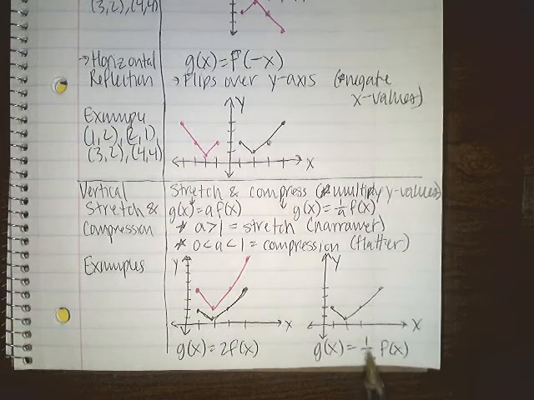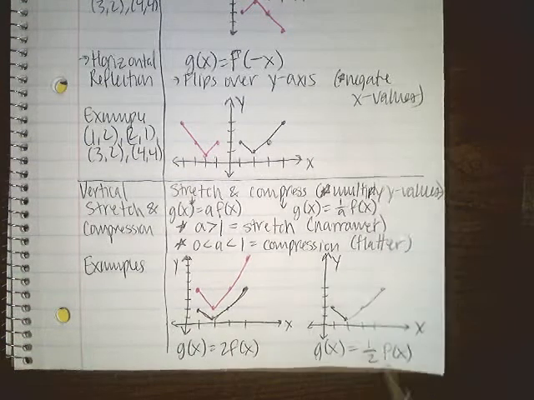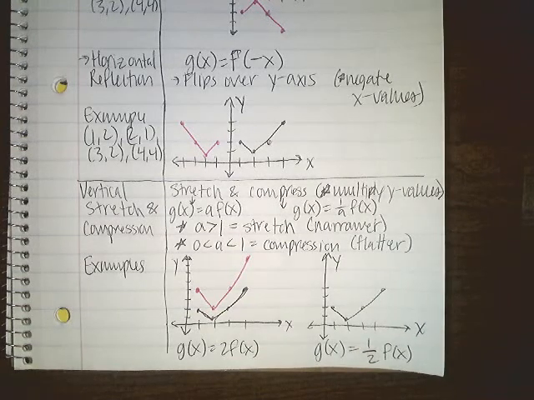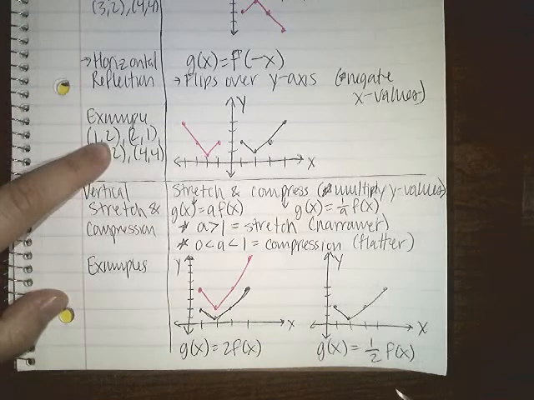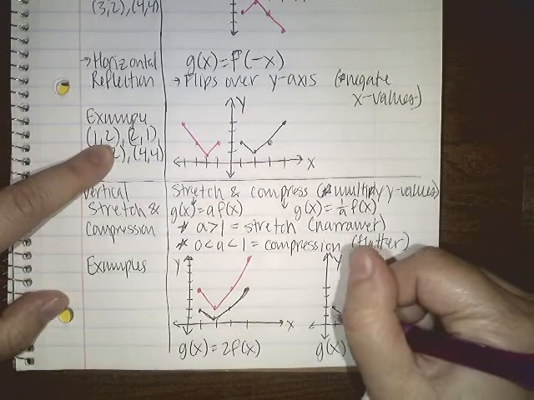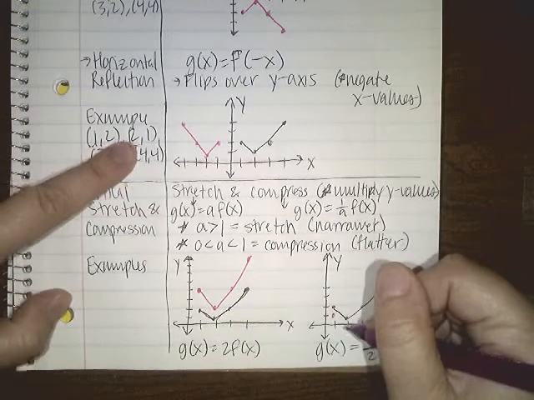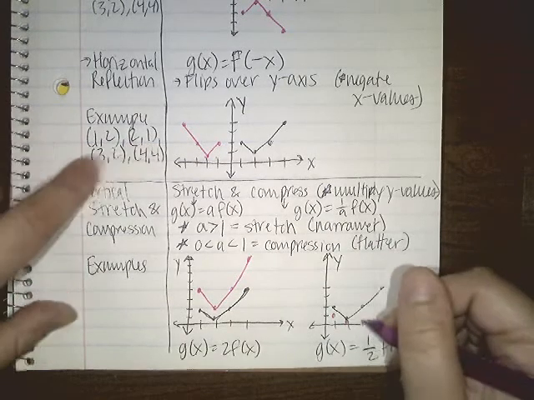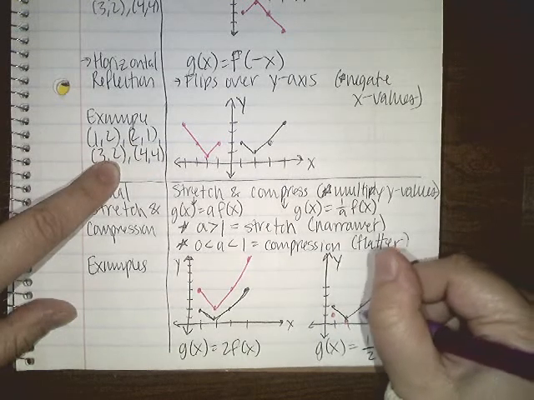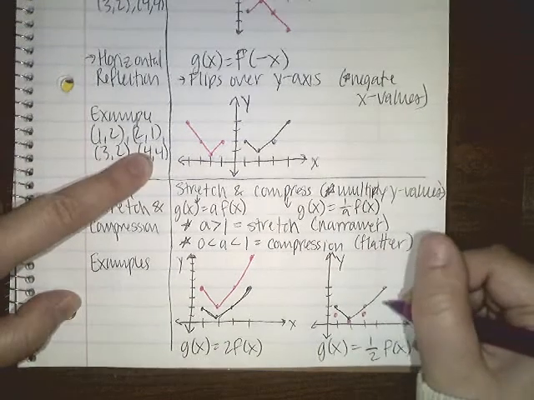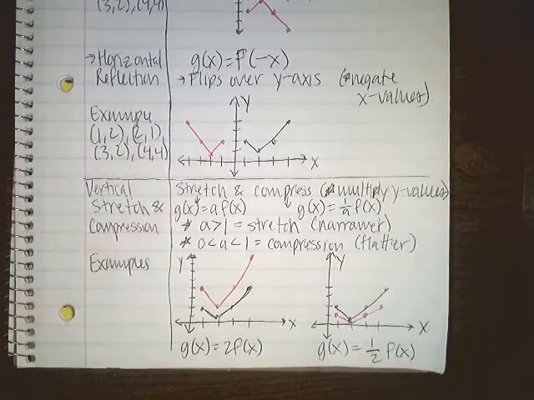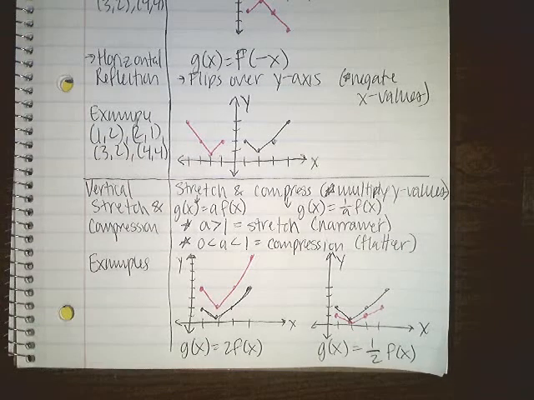But multiplying by 1/2, you should know or may know that it's the same as dividing by 2. So I'm actually going to divide all my y values by 2. So at 1, I'm doing 2 divided by 2, which is 1. And then 1 divided by 2 is 1/2, so it's going to be above there, but it's less than that one. 2 divided by 2 is 1 again, and then 4 divided by 2 is 2. So my new function is definitely flatter and closer to the x-axis, so that would be a compression.